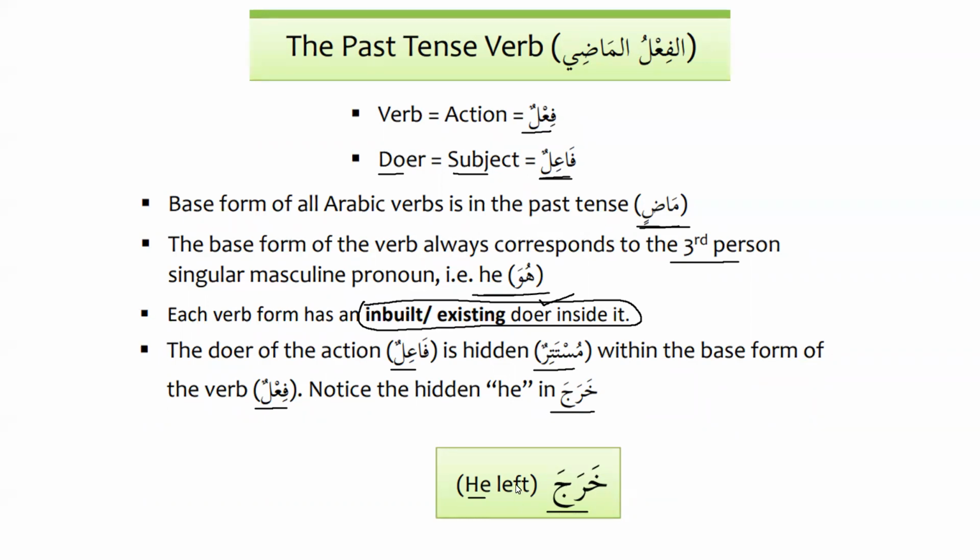So in this lesson, we will focus on the doer that is inbuilt. And then inshallah, in the next lesson, we will see that the doer will also come outside. The doer will be apparent. So we will see that the doer of the action is inbuilt, yani inside the verb. And also we will see that the doer of the action is apparent, yani it is visible.